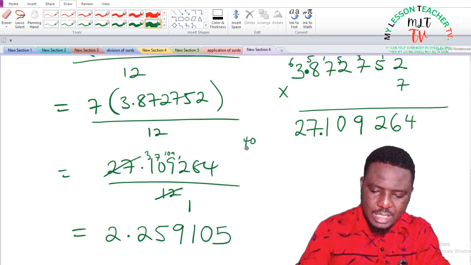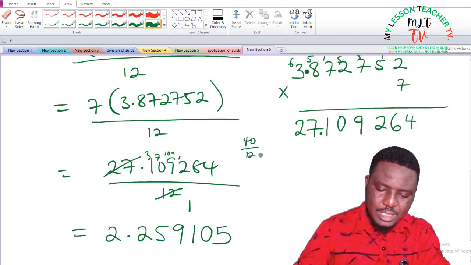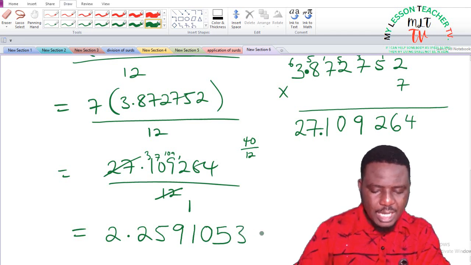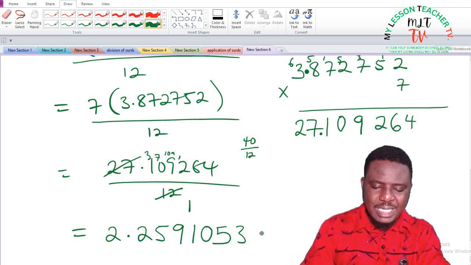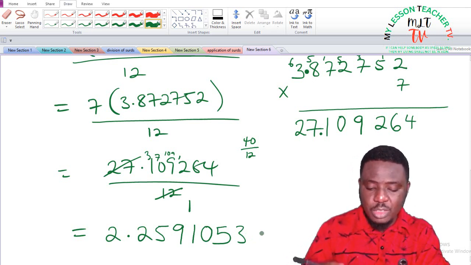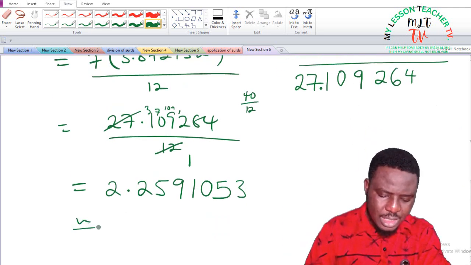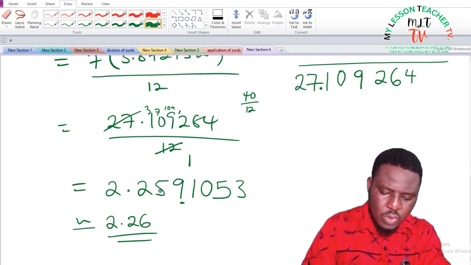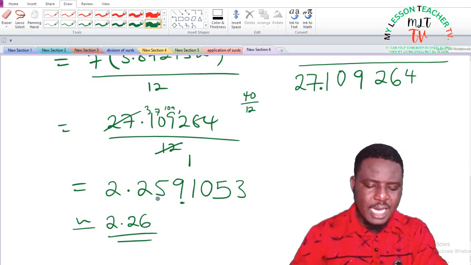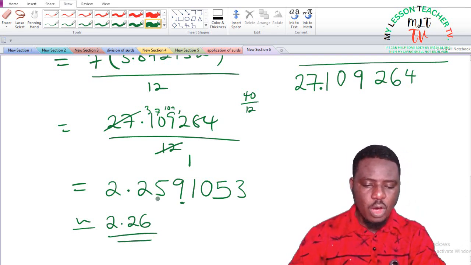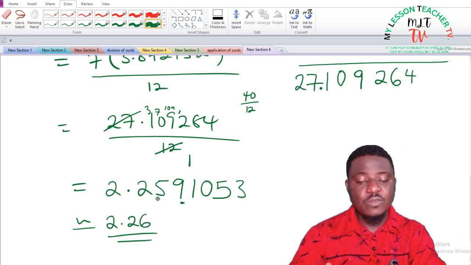Add 0 to it and divide by 12. This gives us 3, for 3 times 12 is 36. And it continues. But we have exceeded the 3 significant figures we are expected to leave our answers. So you can stop at this point and approximate it. So this is approximately equal to 2.26. When you approximate 9, you add 1 to 5. And that gives you your answer. So to make it simpler, as you work, you can then use your calculator as an aid to hasten your division.